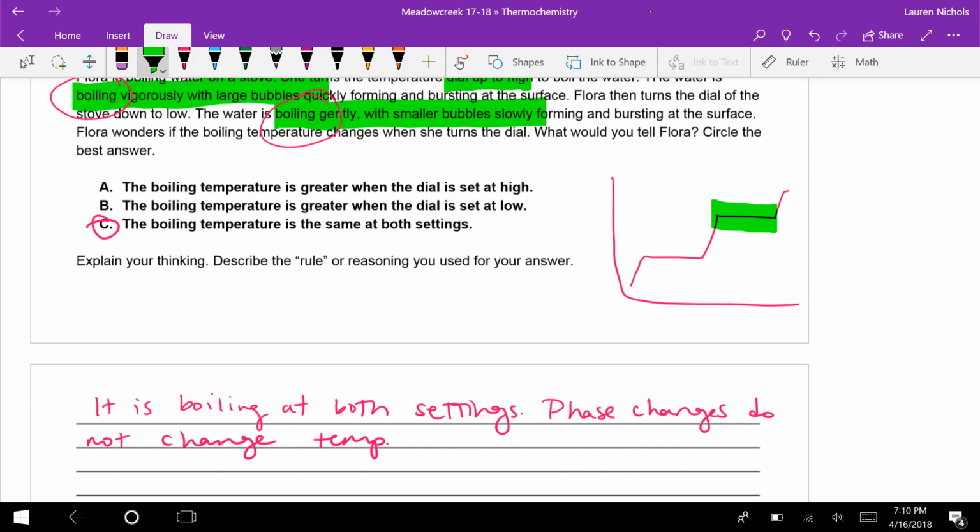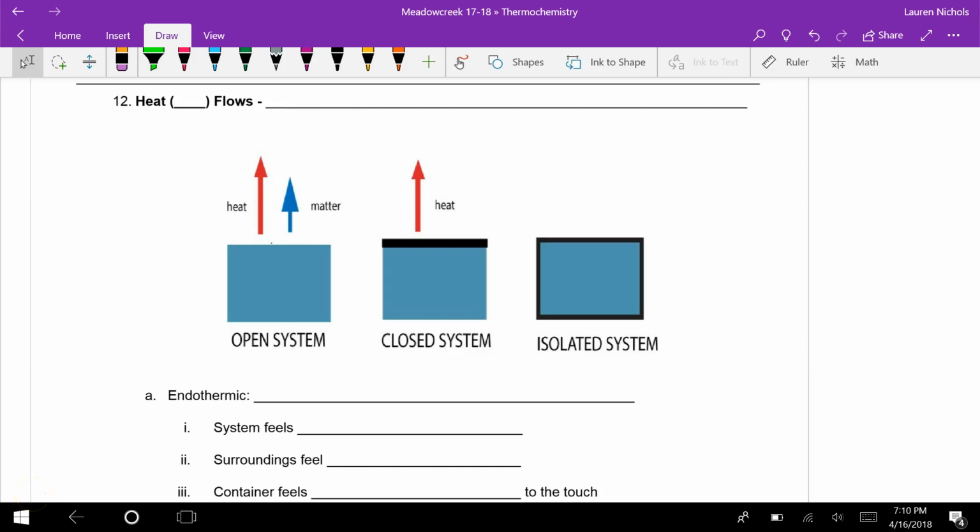So it might change how quickly it boils, right? We know if we put it on a high setting that the water will boil faster than if it was on low, but eventually it will start to vaporize and either boil, or you might see a lower boiling that doesn't really result in very many bubbles. But either way, the boiling temperature is going to stay the same. It stays flat.